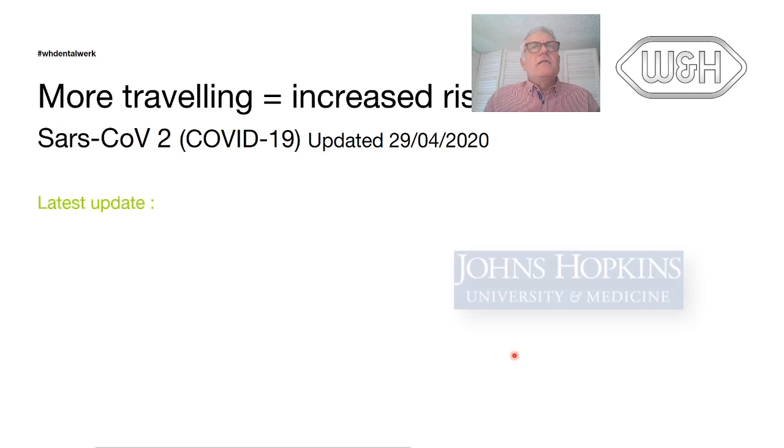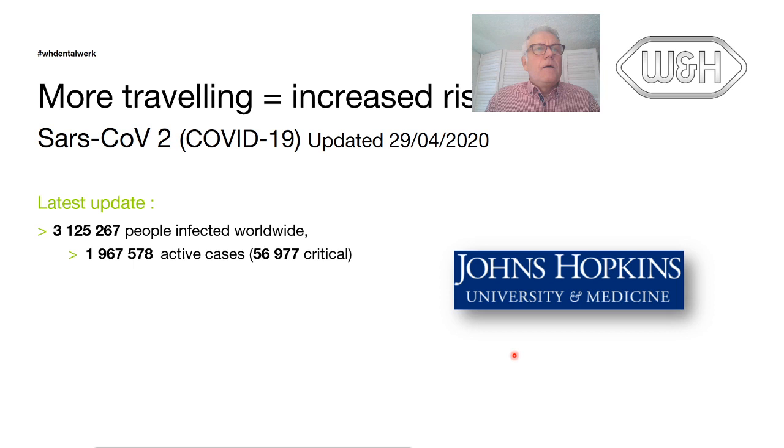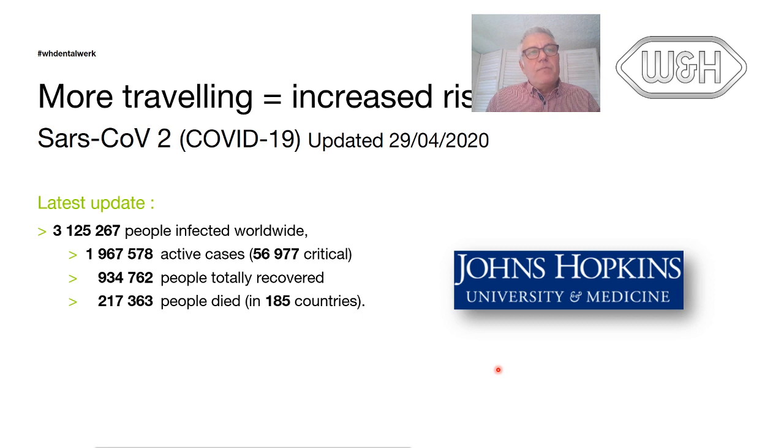A short update this morning from Johns Hopkins University on the cases. 3.2 million or more people infected worldwide. 2 million active cases, still in recovery, and some critical cases here. Good news, most of the people recover, but many, many people died.